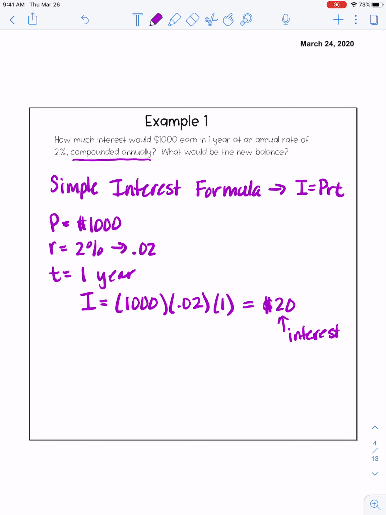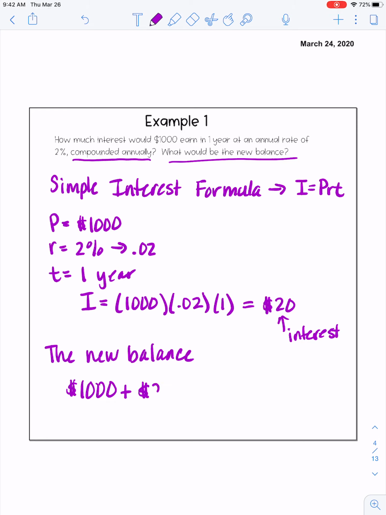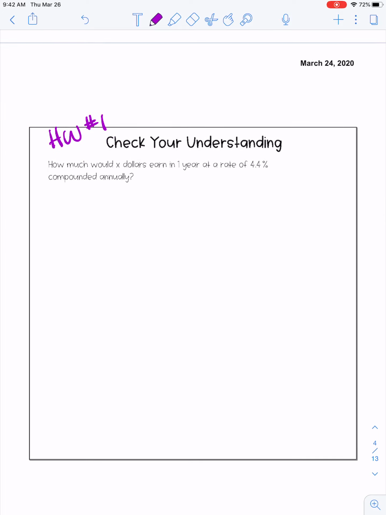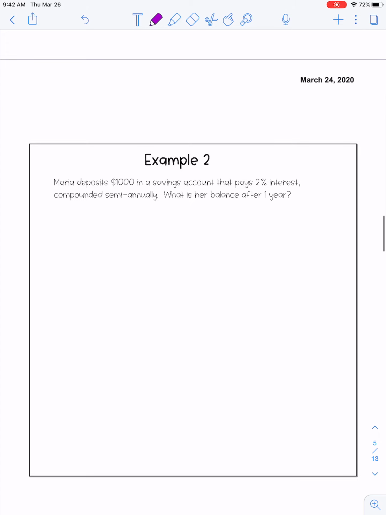But the question asks, what would be the new balance? That means I have to go back and add the interest. So the new balance would be 1,000 plus 20, which is $1,020. Okay? So this one is for your homework. Homework number 1, question 1. This would be algebraic, because I'm using an X there instead of actual dollars, so you have to be careful. All right, let's look at example 2 now.